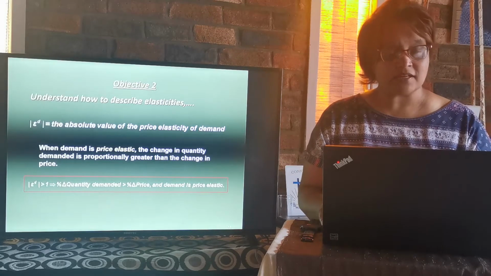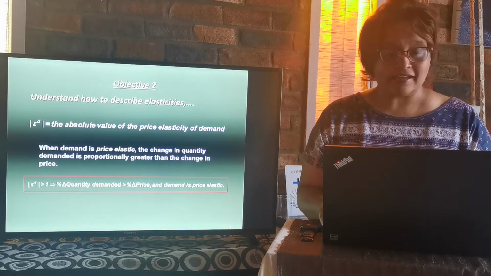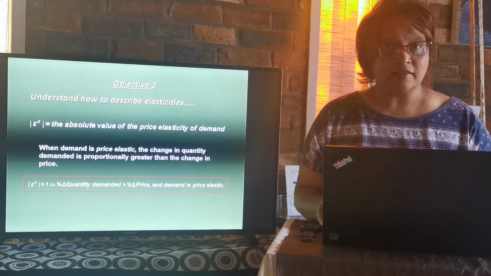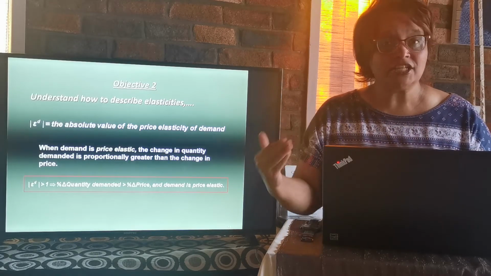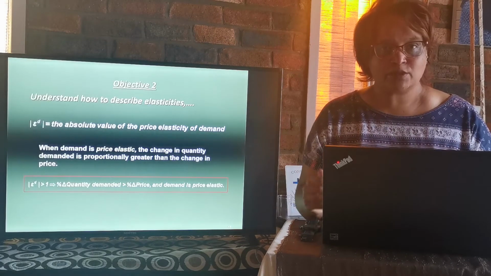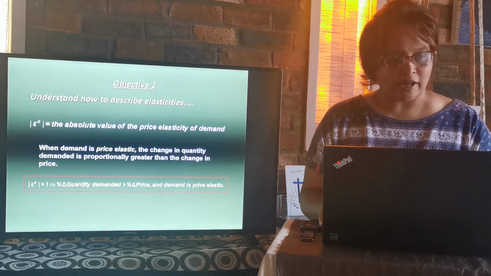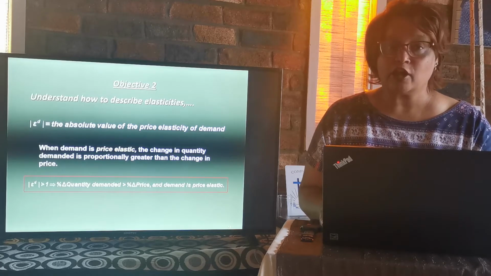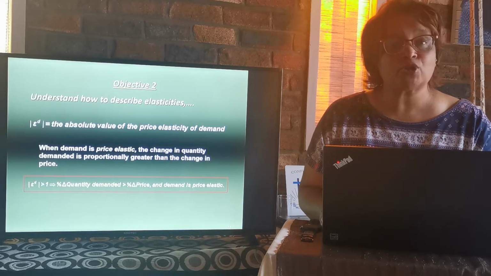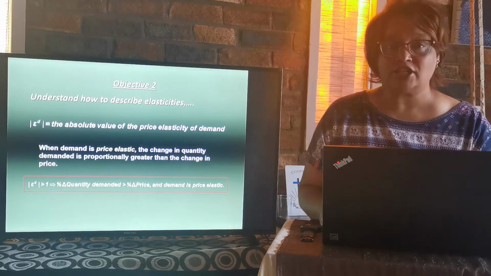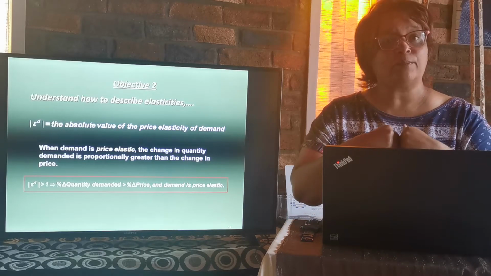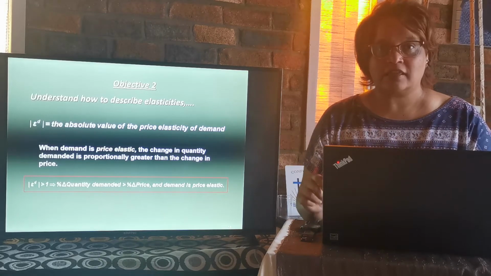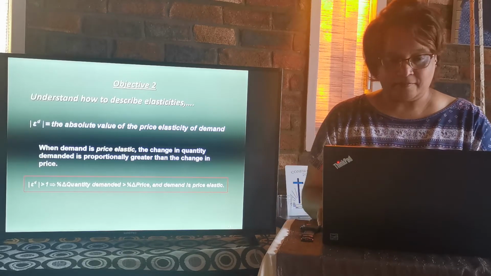The first one is price elasticity. When the price elasticity is very elastic, meaning the demand to a change in price is very responsive, we say that when the demand is price elastic, the change in quantity demanded is proportionally greater than the change in price. So whichever way the price is increasing, the demand will always be greater. Then we say that price is elastic.